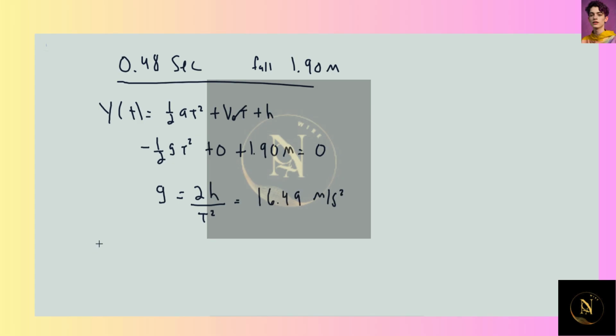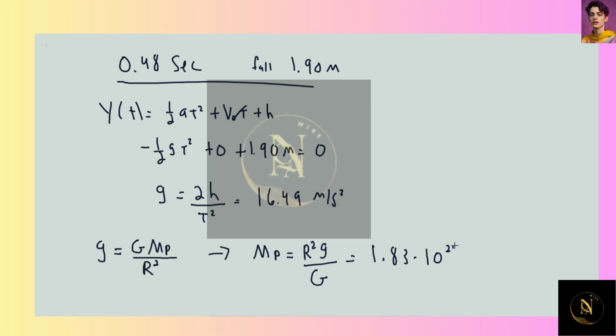And so now we know that gravitational acceleration on a planet is just the gravitational constant times the mass of that planet over the radius of that planet squared. And so rearranging this a little bit, we would get that the mass of the planet is equal to r squared times g over big G. And so we know r, and then we just found g, and we know the gravitational constant. And so we find then that this is 1.83 times 10 to the 27th kilograms.